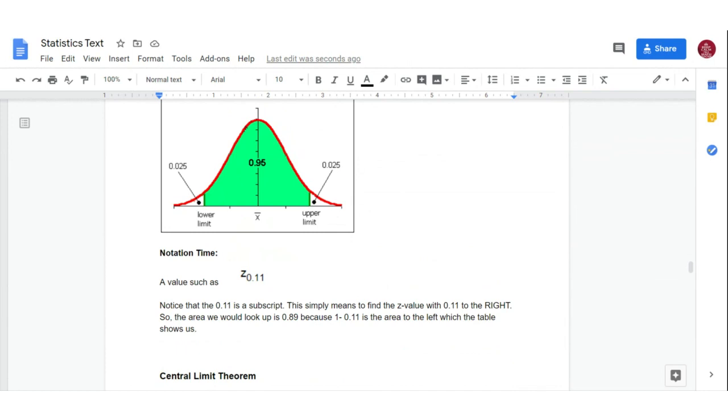That means if you want to find the area to the left, you can look it up by subtracting from 1. And so when you do that, you would look up 0.89 to find that value with the inverse norm.